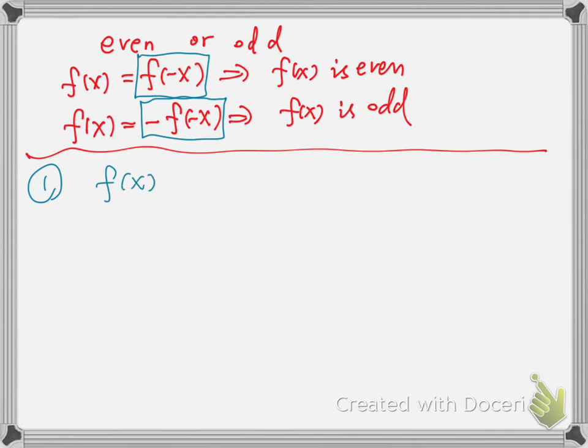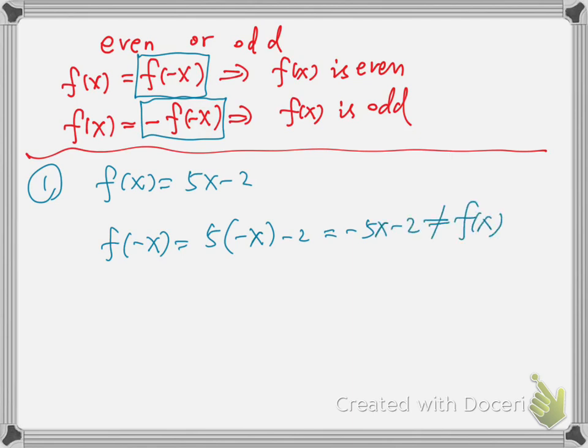So now first question. F of x is 5x minus 2, right? So what is f of negative x? This is 5 times negative x minus 2, so this is negative 5x minus 2, which is not f of x. So this is not even, right? Not even. Okay, so f of negative x is done.